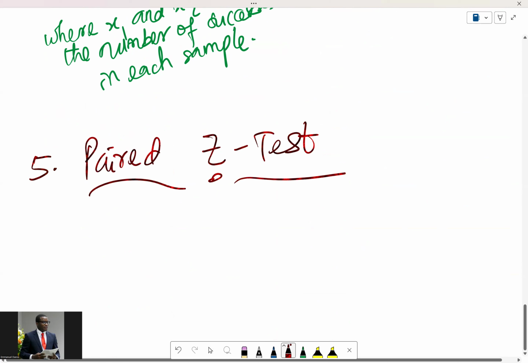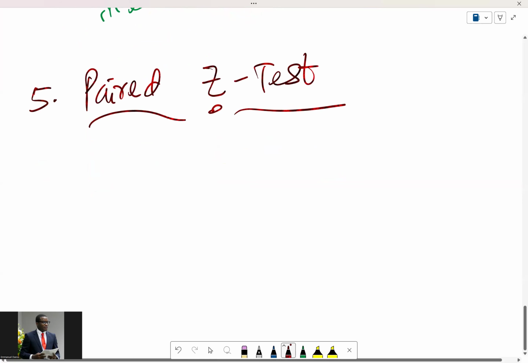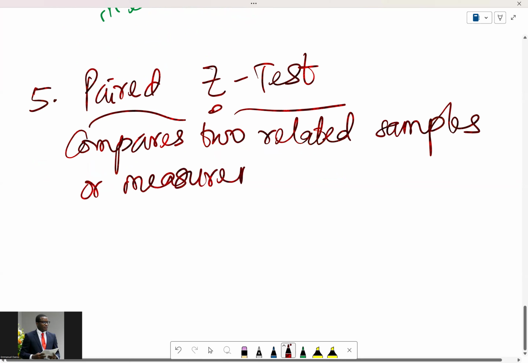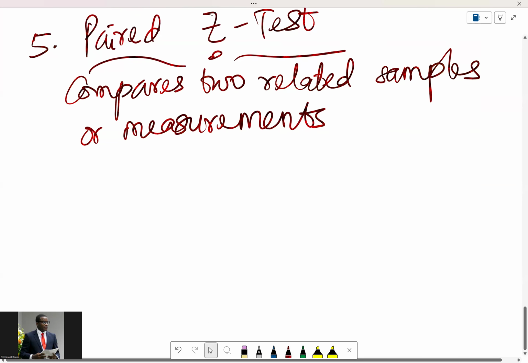And for the paired z-test, this actually compares two related samples or measurements. Let's see how that is. So the paired z-test actually compares two related samples or measurements.